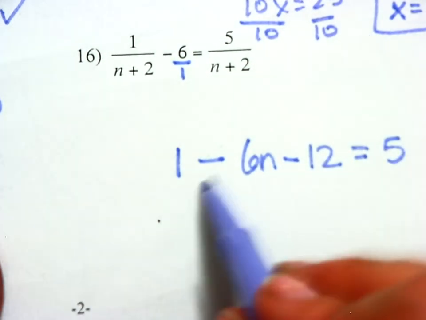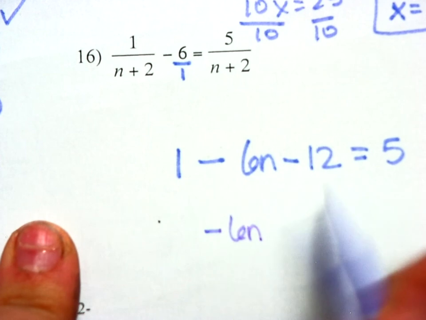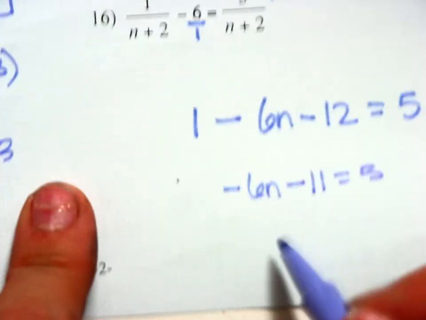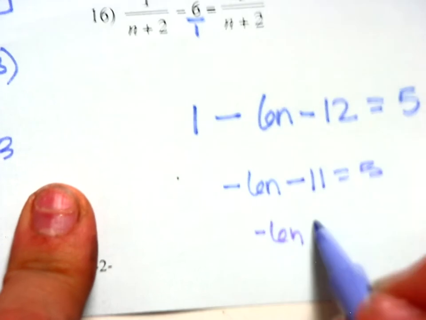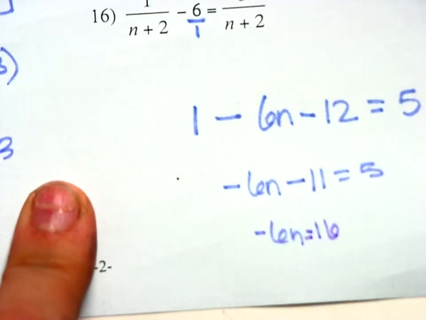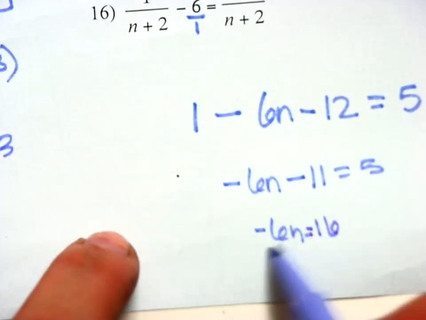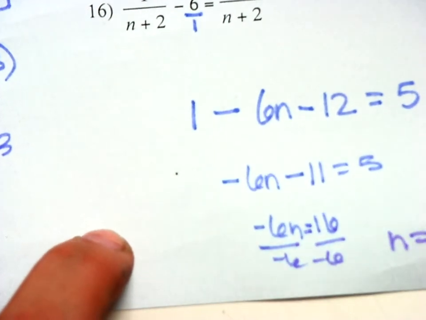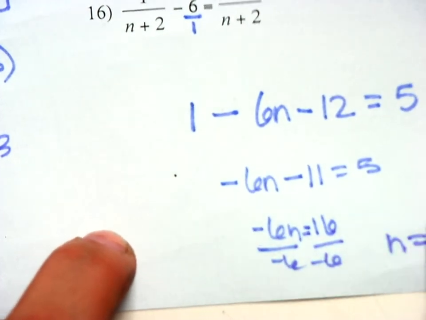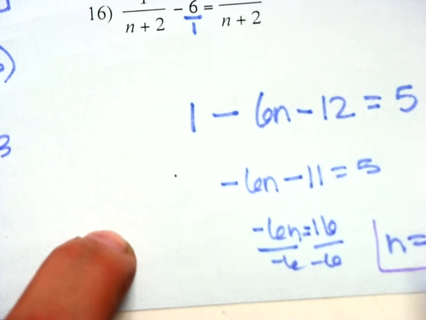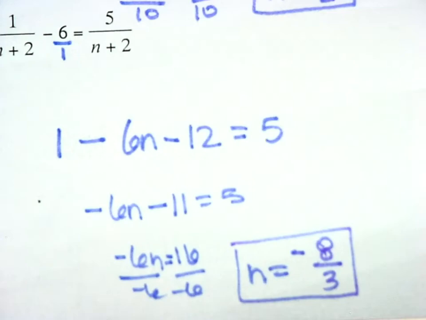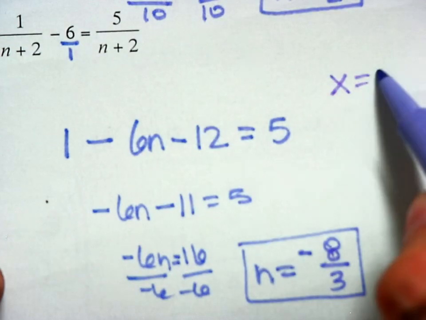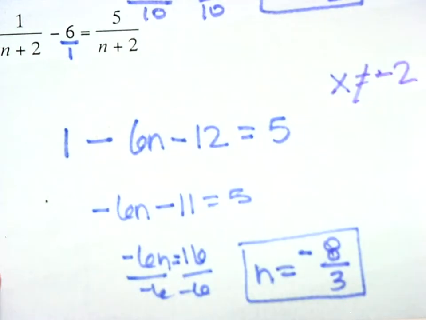Okay, so if I combine like terms, I have negative 6n, let's see, minus 11. I'm going to add 11 to both sides, so that's negative 6n equals 16. And then divide both sides by negative 6. So I get n equals, and if I simplify that fraction, I'm going to get negative 8 over 3. This was not one of the extraneous solutions because my only excluded value was negative 2. All right, so we're good.